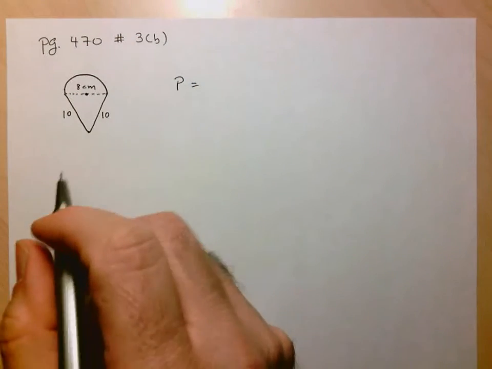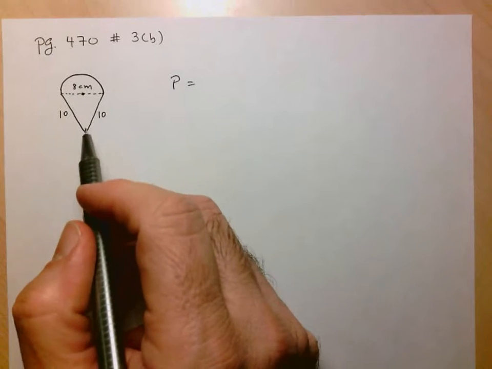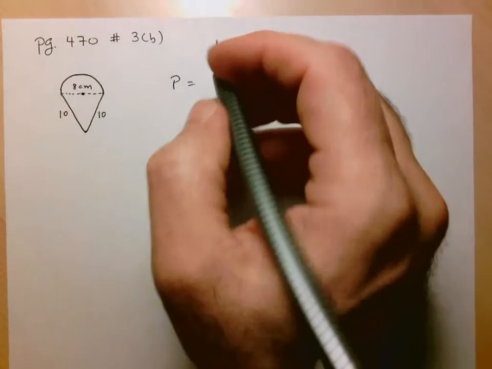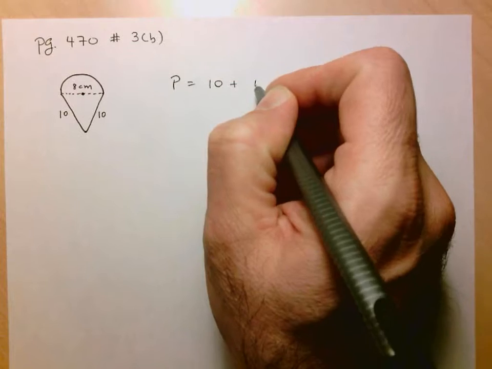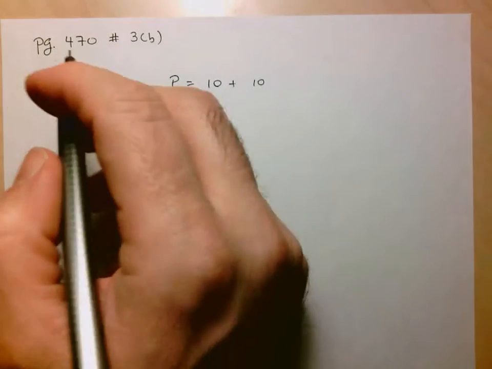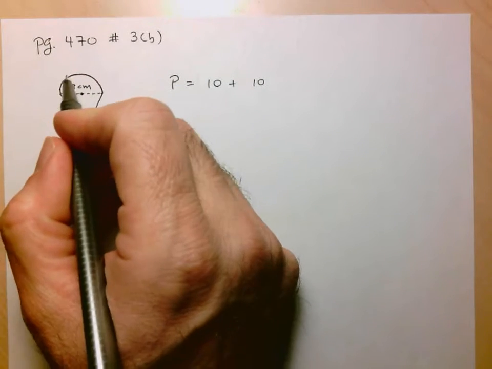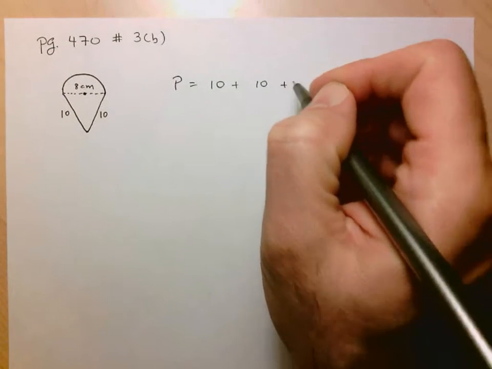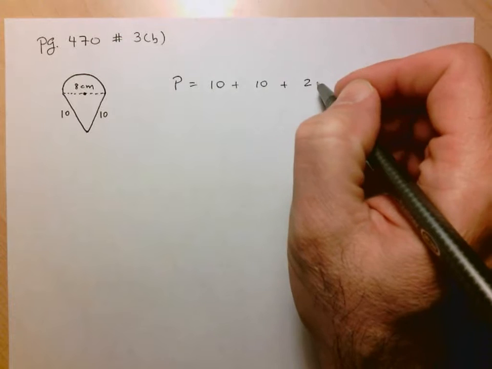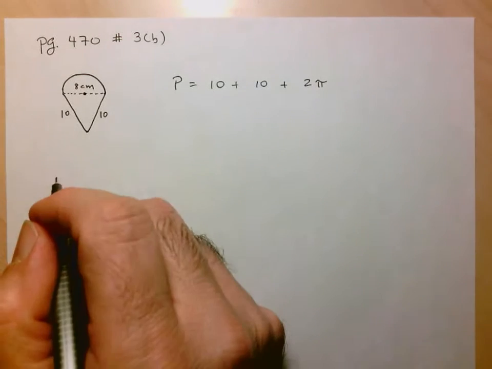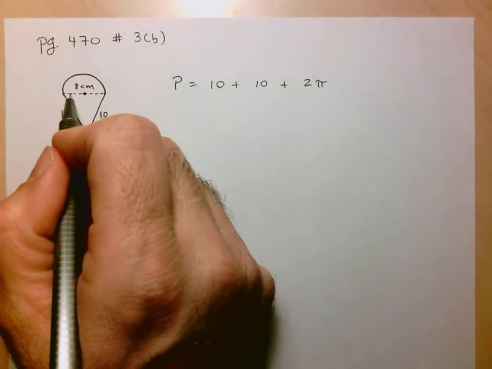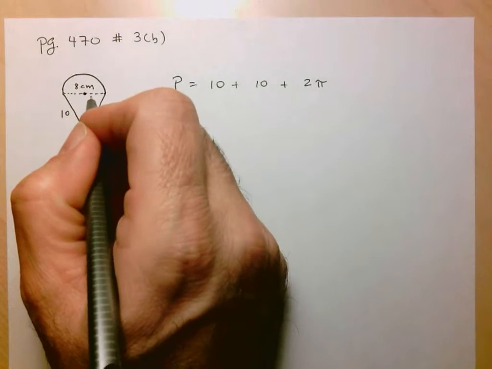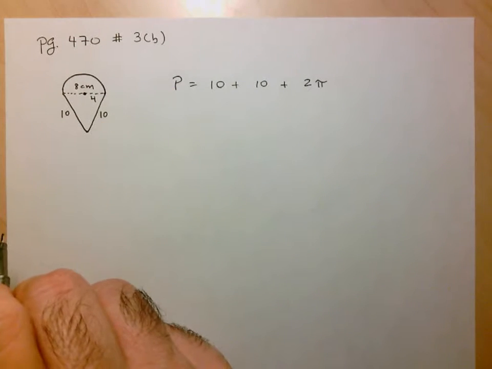So the perimeter, well, we have these two sides of the triangle that make up the outside of the figure. So we have 10 plus 10. And the other thing that I have is this semicircle. I know that the perimeter of a full circle is equal to 2 pi r, so 2 times pi times... Now here I have to be careful because what they've given me is the diameter, so the radius would just be equal to 4.